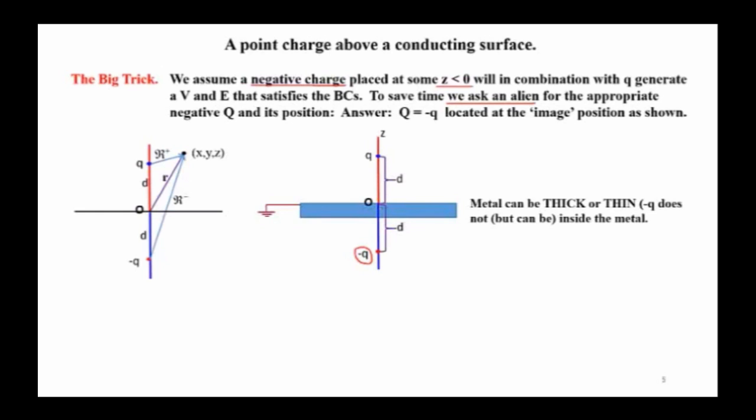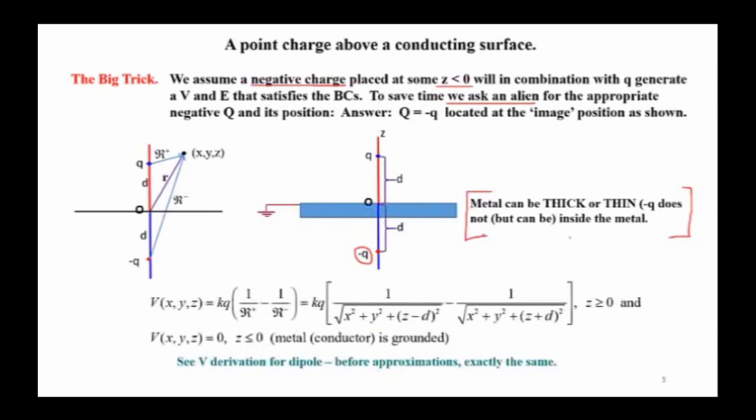So I've shown that here. And the distance is from the surface. Now realize this could be a mile deep or it could be a thin sheet. It doesn't matter. So the metal can be thick or it can be thin. Minus q does not have to be in the metal. It doesn't have to be out of the metal. Either way is fine. Well, this is the diagram for generating the potential.